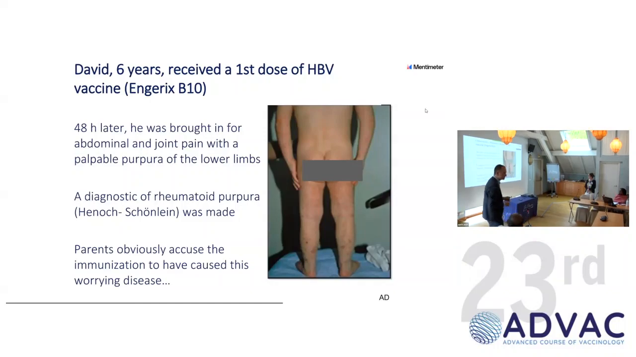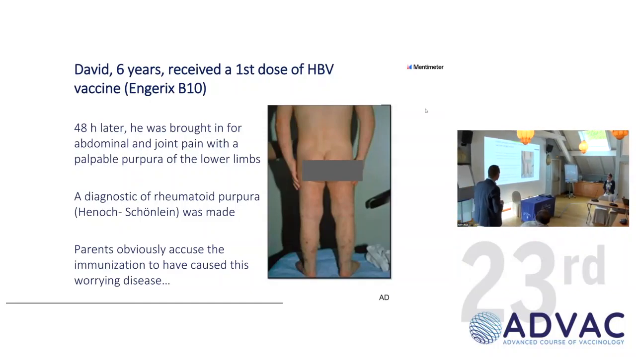So you have here David, 6 years old. He received the first dose of hepatitis B vaccine, okay? And 2 days later, he was brought to the office with abdominal and joint pain and a palpable purpura. Purpura is a red rash that you can see here in the picture. The physician makes a diagnosis of Henoch-Schönlein purpura. For those who don't know what it is, Google it. It's a rheumatic disorder. And the parents obviously accuse the immunization of having caused this worrying disease, okay?